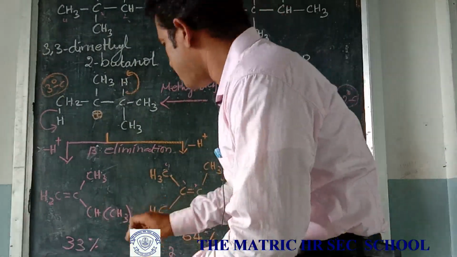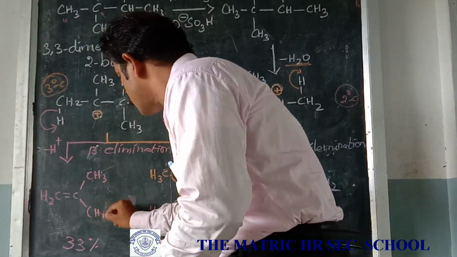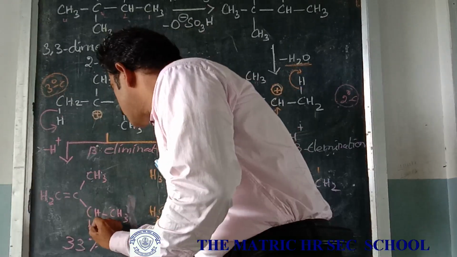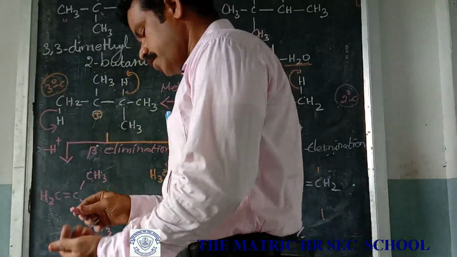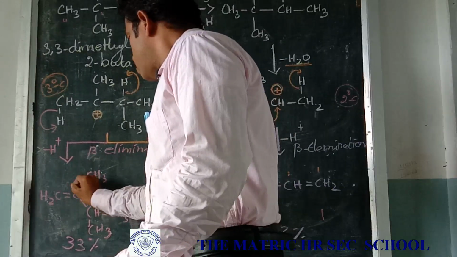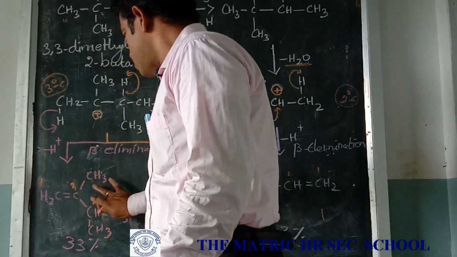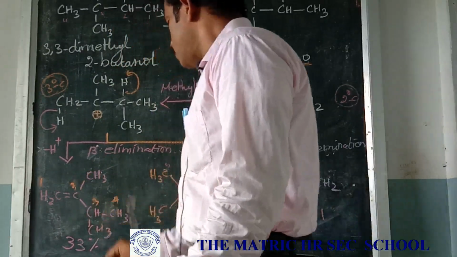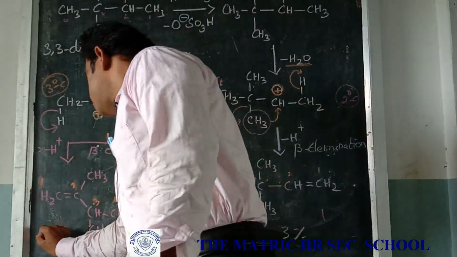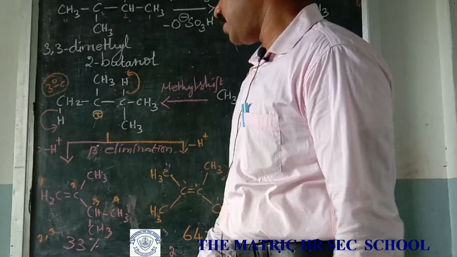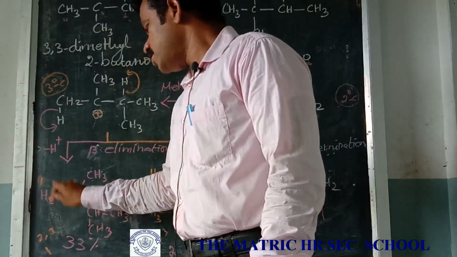I will write it and explain. CH3 single bond CH3. I will write the numbers 1, 2, 3 and 4, then 1, 2, 3, then 4. So the alkyl groups are substituted at the second and third carbon, so 2,3 position alkyl groups are present. Then the double bond is present at the first carbon, first position.